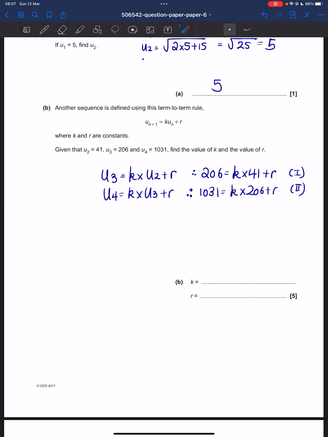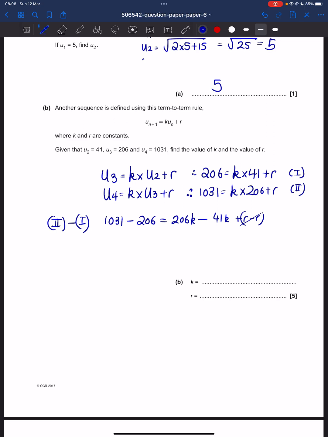These r's here and here. So if I do 2 take away 1, we'll eliminate the r and we'll get something where we can work out k. So I'll do equation 2 take away equation 1. It's going to be 1031 take away 206. That's going to be 206k minus 41k. And then the r's will cancel. I'll write it in, but it'll be plus r minus r, so they'd cancel.